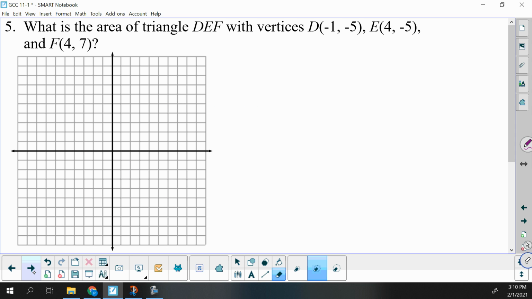Next up for 5, we got another figure with 3 vertices. This is going to be a triangle. For D, we'll go 1 left and we'll go 5 down. For E, we'll go 4 right and 5 down. And for F, we'll go 4 right and 7 up.